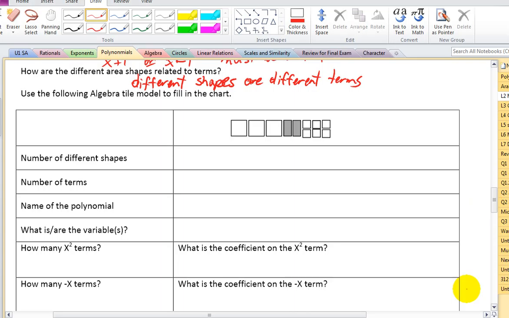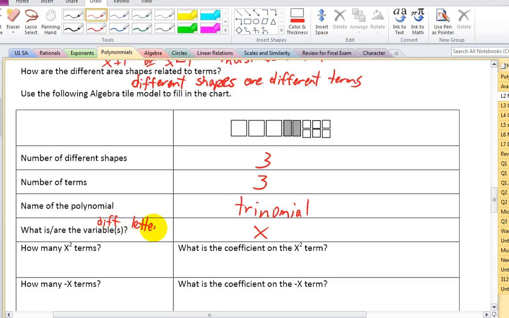Number of different shapes. How many different shapes are there, Marianne? Good. Number of different terms. Noel. Good. Name of the polynomial. Michael. Awesome. What is or are the variables? This is a tough one. Kyle. Good. That's it. X and x squared are the same letter, folks. We don't care about the exponents. We just care about the different letters. So these are just different letters.